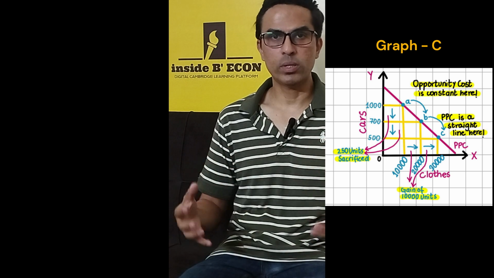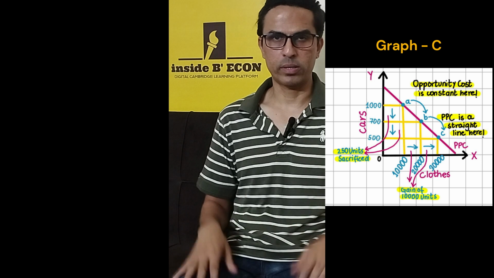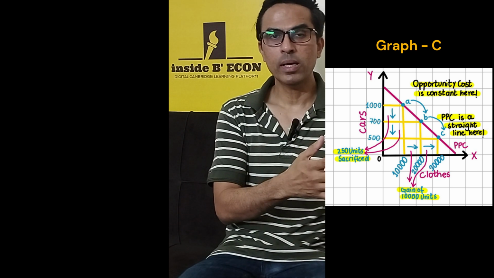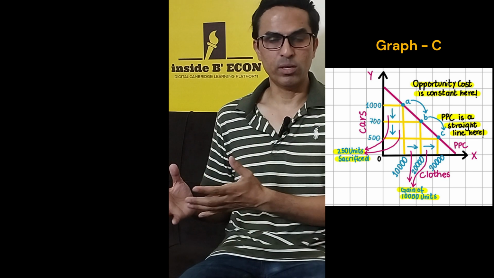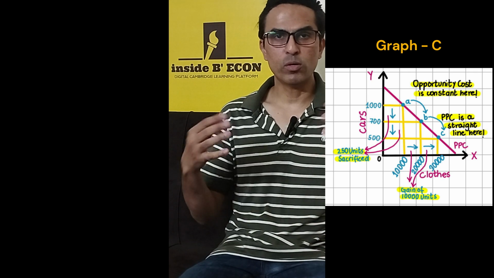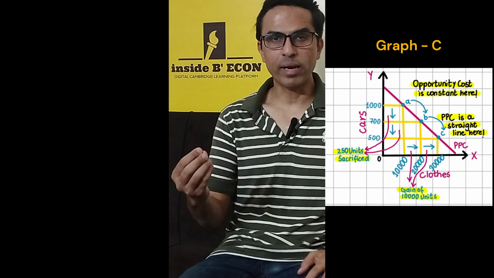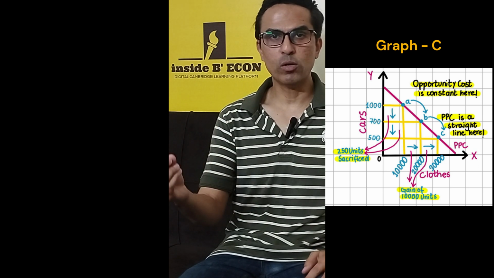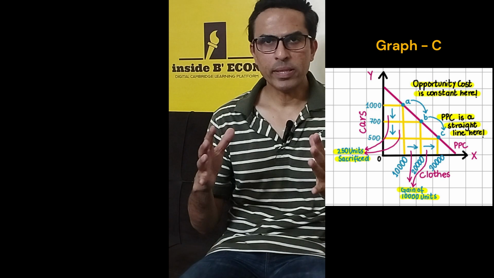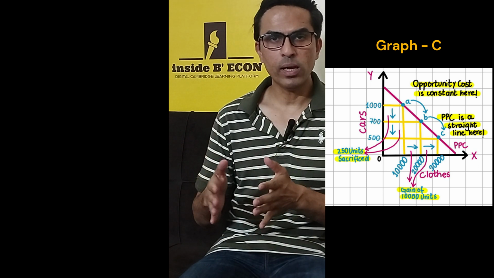Why? Because resources can never be equally efficient in the production of two or more products. So when you withdraw resources from the production of cars, they cannot be efficient in the same way as other resources. So opportunity cost has to increase. Here opportunity cost remains constant. So whenever you see a straight line PPC, you will say that opportunity cost will remain constant, which is not practical.